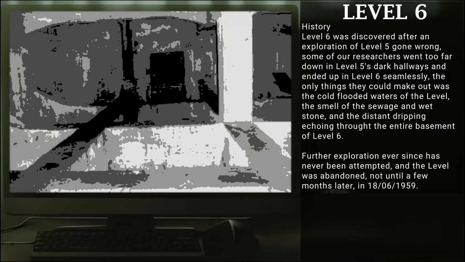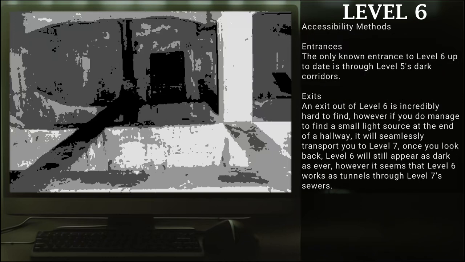Further exploration ever since has never been attempted, and the level was abandoned, not until a few months later in June 18, 1959. The only known entrance to level 6 up to date is through level 5's dark corridors. An exit out of level 6 is incredibly hard to find, however, if you do manage to find a small light source at the end of a hallway, it will seamlessly transport you to level 7.